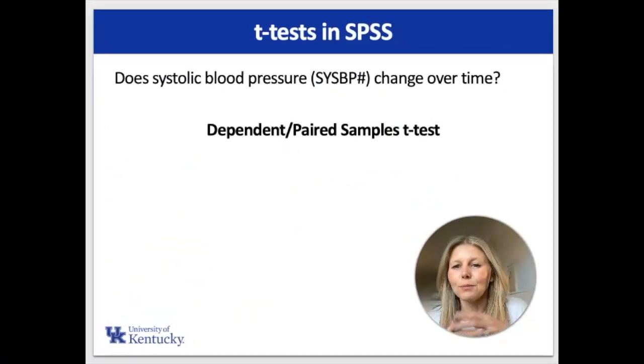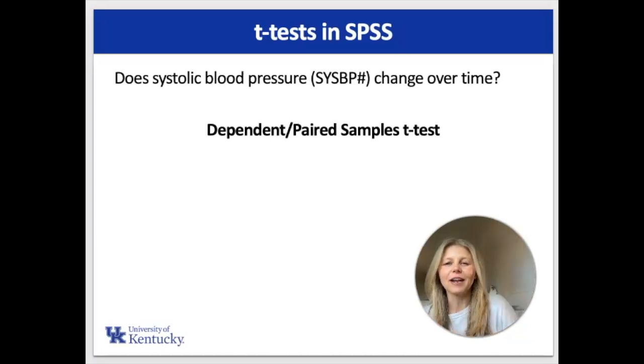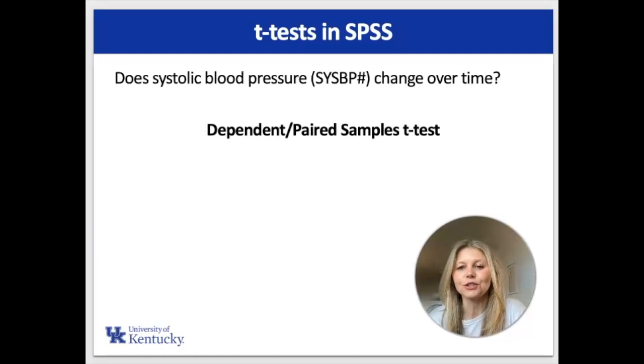All right, we are moving right along. So let's head over to another type of word problem. This one asks, does systolic blood pressure change over time? So let's go ahead and break this question down. So again, we're thinking about t-test, which means that we are looking at means. And in this case, we are looking at a change over time.